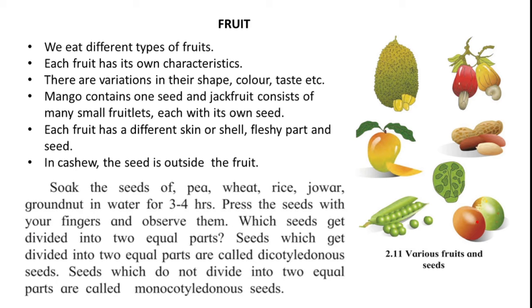Fruit. We eat different types of fruits. Each fruit has its own characteristics. There are variations in the shape, color, taste, etc. Mango contains one seed and jackfruit consists of many small fruitlets, each with its own seed. Each fruit has a different skin or shell, fleshy part and seed. In cashew, the seed is outside the fruit.